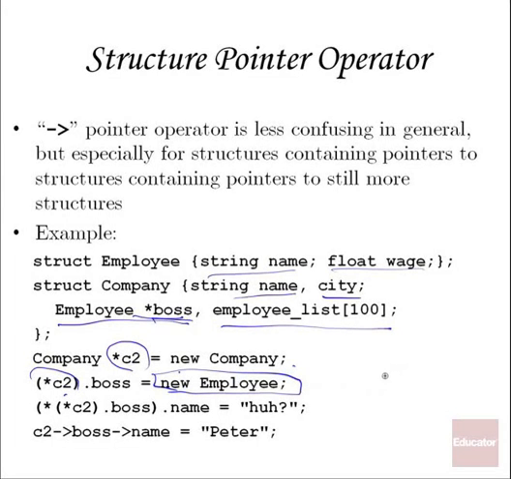Now we want to set that employee's name. We want to set the boss's name. So we dereference the company, get the boss, dereference that, get his name, and then set it to what it is. You see, the more you nest it, the more confusing this can get. So the shortcut here, you take C2, pointing to boss, pointing to name, set that equal to Peter. Much simpler this way.